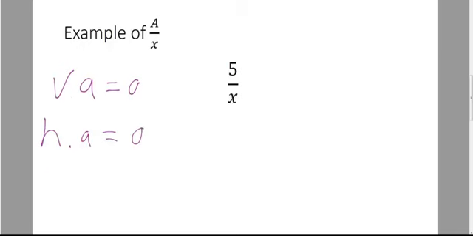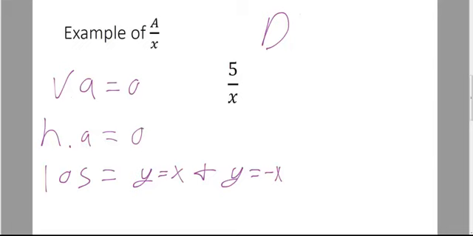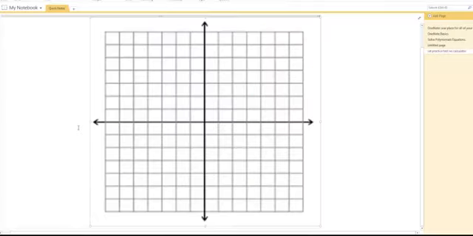Our lines of symmetry, and so we'll call that LOS, will equal y equals x and y equals negative x. Our domain, which we'll write with a D, will be x does not equal 0, and our range will be y does not equal 0. Okay, we'll head over to our graph, and we need to graph this.